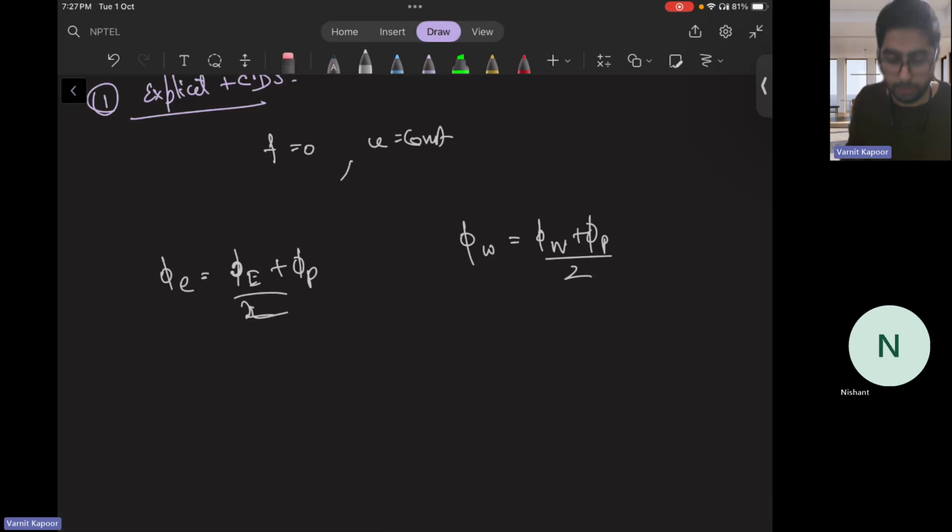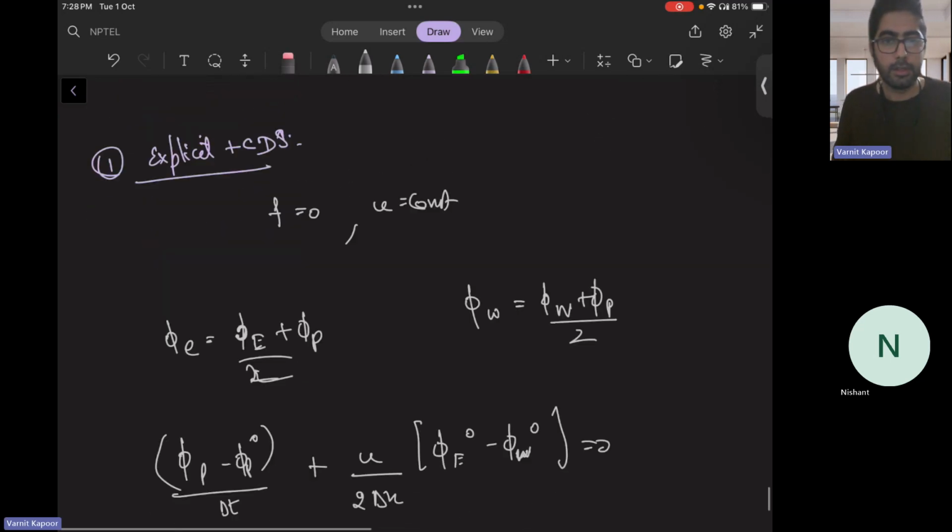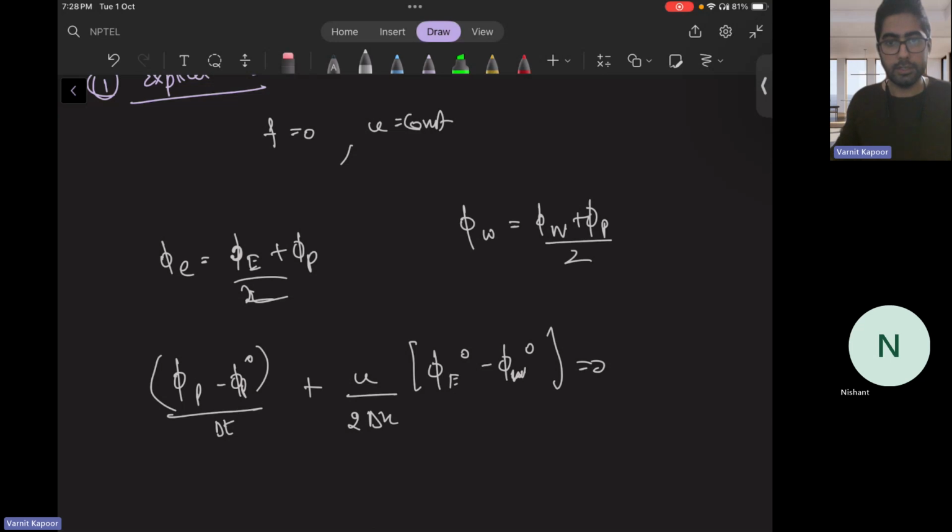If you put the values there, you will get the equation as phi p minus phi p naught by delta t plus u by 2 delta x times phi e naught minus phi w naught equal to 0. This is after dividing by delta x and delta t. It's an explicit equation. You need not solve a system. You've seen this kind of thing earlier.